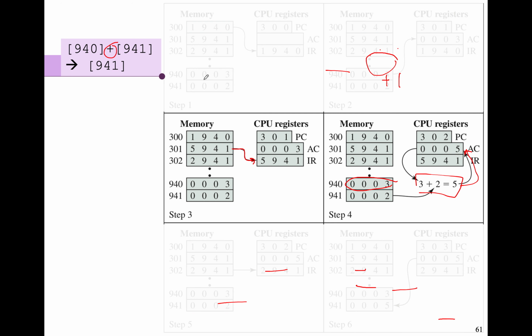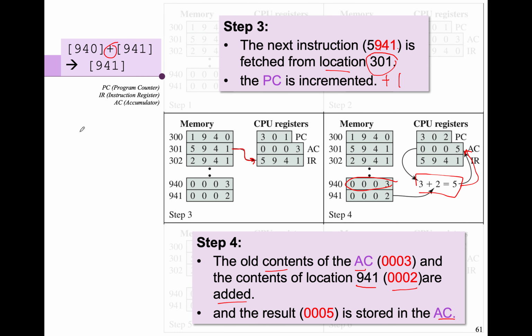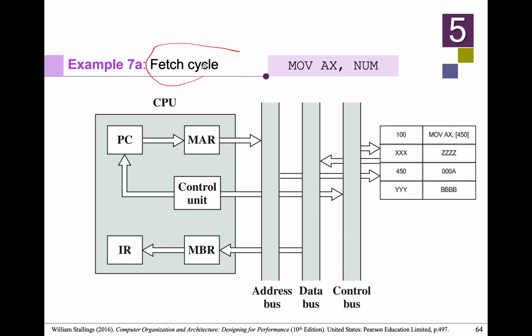Previously it was under your execution cycle or program. Now we're going to move to our fetch cycle example. So here we have the example of code that was given. This is an instruction, a single instruction, MOV AX, and then there is a num. This is the table of your memory.